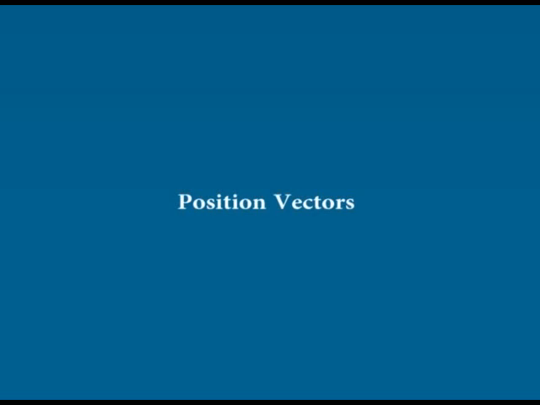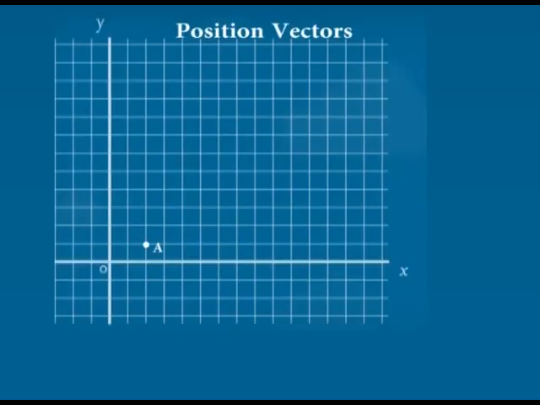Position vectors. Consider the same point A alone in this grid. Can you describe it now? Yes, you can give its position as (2, 1). But how come, yet we only have one point? Actually, we have another point, the origin O with coordinates (0, 0).